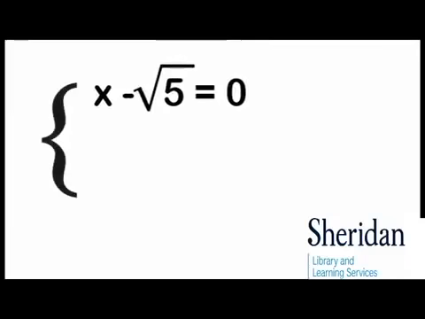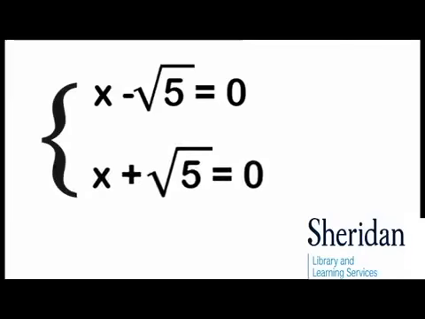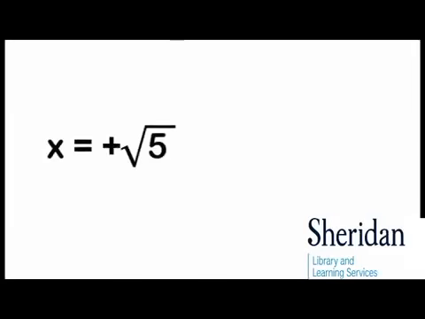Now we set x minus square root of 5 equal to 0 and x plus square root of 5 equal to 0. For both of these equations, we isolate x and get that x is either equal to square root of 5 or x is equal to minus square root of 5.